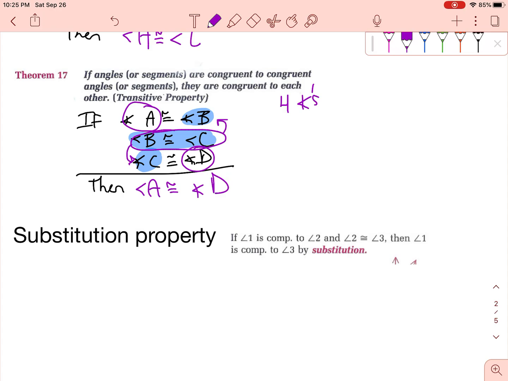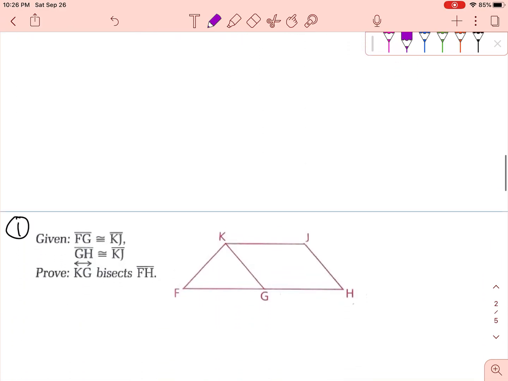So if I told you guys angle 1 is complementary to angle 2, then hypothetically, let's say I told you that angle 2 equals angle 3. These are equal to each other, right? So equal players. That's a quarterback, that's a quarterback. Then we can take angle 2 out and substitute in angle 3. That's substitution. Okay, so you're taking something out and you're substituting it in with equal value.